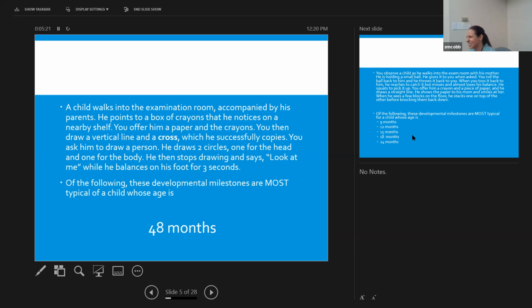So yeah, the cross was really the giveaway, oddly, and the balancing on 1 foot. Everything else was of a much younger child. So this is a really good example of a sneaky milestone question.